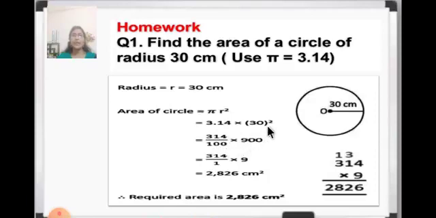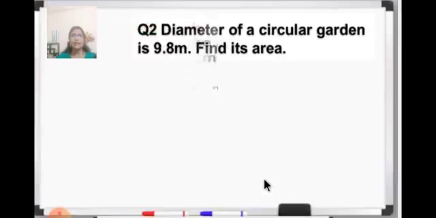Multiplied by, now 30 square means 30 into 30. And 30 multiplied by 30 is 900. And then we will reduce this, two zeros are going to be cut. So what you will get, next step you see 314 upon 1 into 9. And then these two numbers we are going to multiply. 314 into 9 is, you can see here the answer is 2826. And the unit will be, as radius is in centimeter, so area will be centimeter square, or you can write square centimeter.